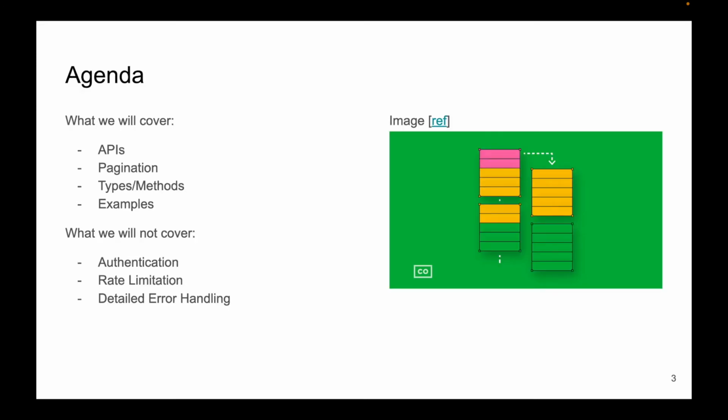Here's the agenda, what we will cover today. We will try to cover what APIs are, why pagination is required, how pagination is being done, and some examples on how to script them in Python. Some related topics that are needed but will not be covered in this presentation are authentication, rate limitation, and detailed error handling, due to the time frame.